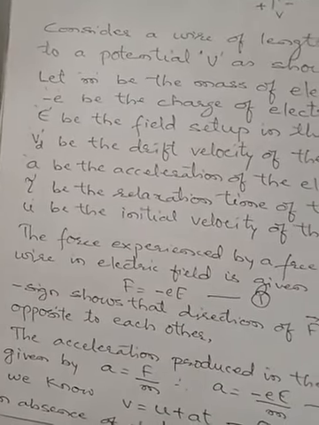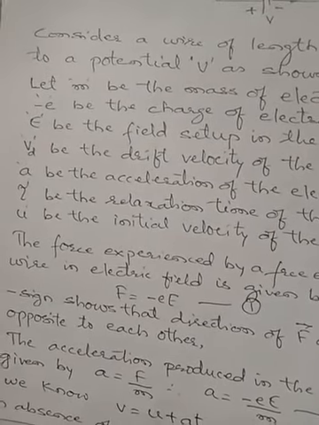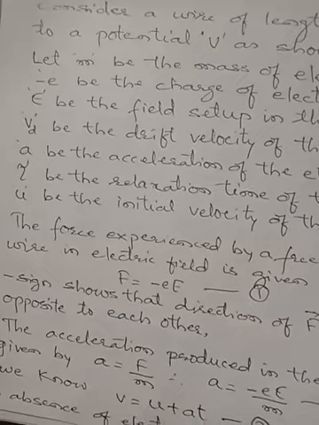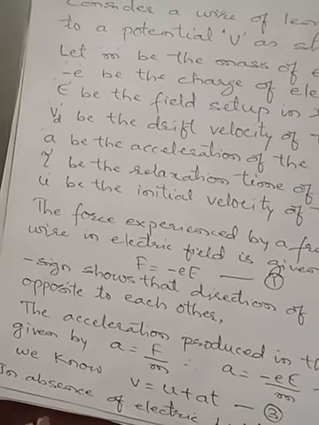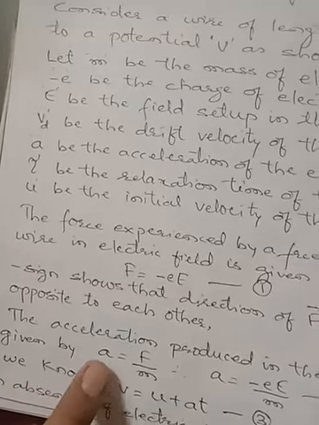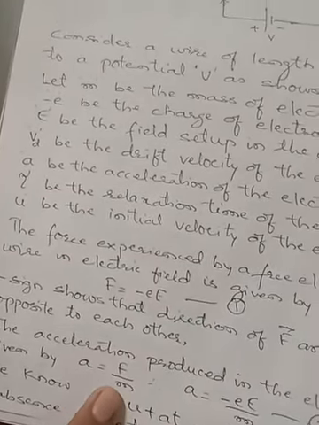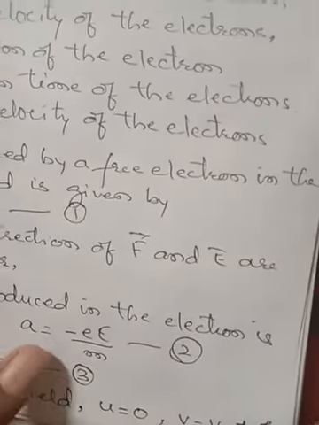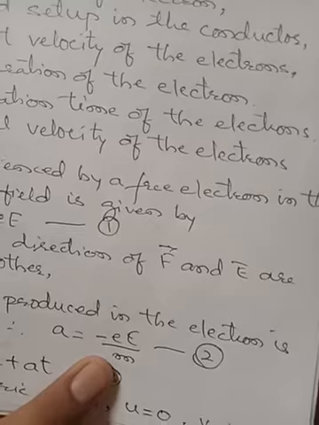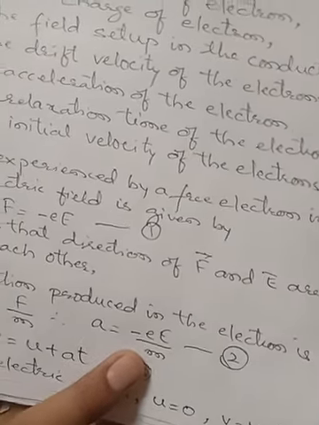Further, when the electron is experiencing a force, it will start to move. When it moves, an acceleration will be produced. The acceleration produced in the electron is given by F is equal to ma. This formula we know. So a is equal to F by m. From the earlier equation we know F is equal to minus eE. Substituting the value of F in this equation, we get a is equal to minus eE by m. So this is the acceleration produced in the electron.